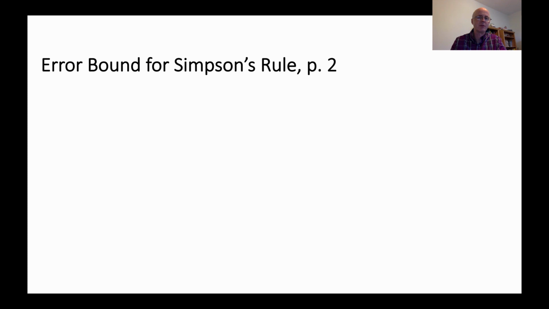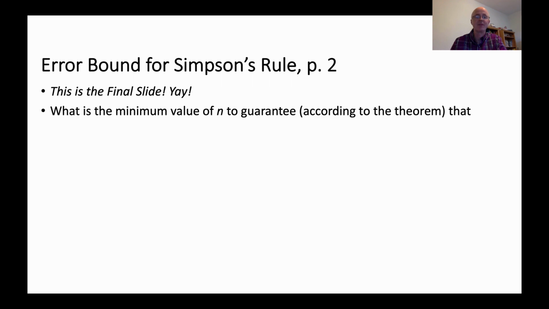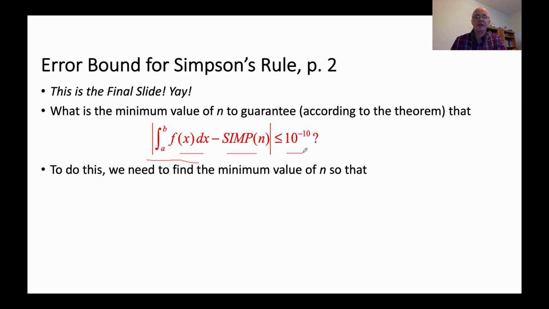What my students should be able to do from this, though, is find minimum values of n to guarantee that the absolute error is less than or equal to some fixed value. This is the final slide, then we'll again look at the spreadsheet. What is the minimum value of n to guarantee, at least according to the theorem, that the absolute error, in other words, the absolute value of the actual value minus the approximate value, is less than or equal to whatever number you want. I picked 10 to the negative 10. To do this, we need to find the minimum value of n, again, n is a whole number, 1, 2, 3, 4, 5, 6, etc., such that this is true.